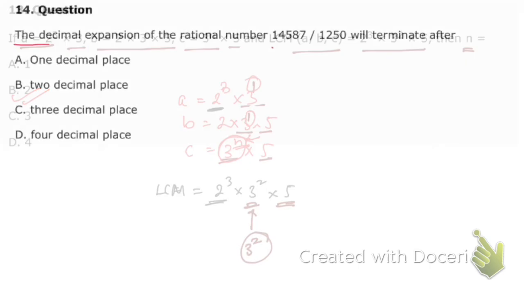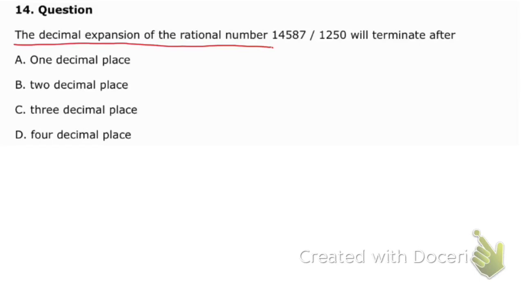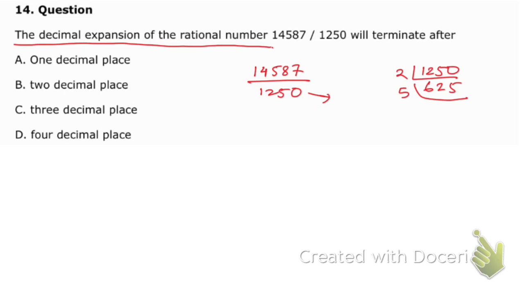Hope you have understood. The decimal expansion of the rational number 14587 divided by 1250 will terminate after how many places? First let us take the denominator and see its prime factorization. Here 1250, we divide by 2 once, then divide by 5 again and again.